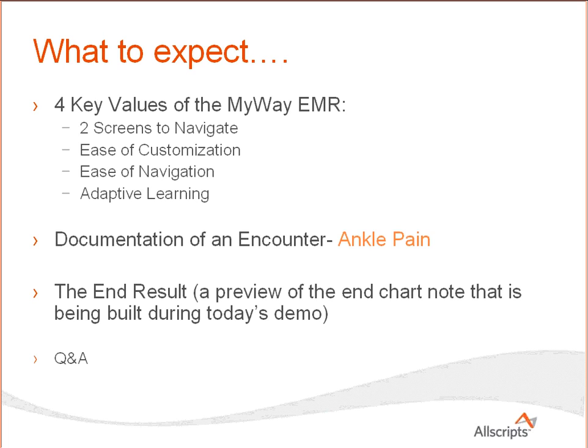I showed you the ease of customization, where I added a description very quickly on the fly. The ease of navigation goes back to using really primarily my two screens. Adaptive learning was applicable in my chief complaint and my diagnosis, my CPT and my lab orders. As I start using items or descriptions in those lists, it's going to default to my most frequently used. That eases my navigation, speeds up my documentation, and actually reduces the number of clicks so I don't really have to go looking for things.